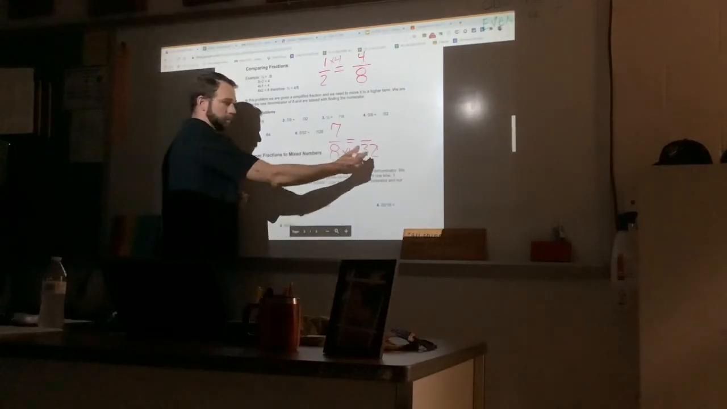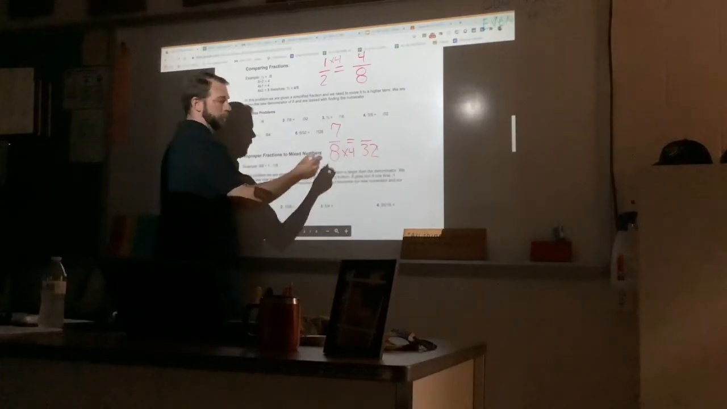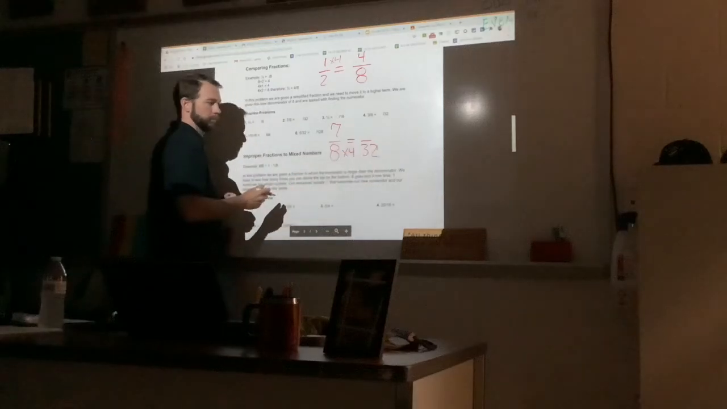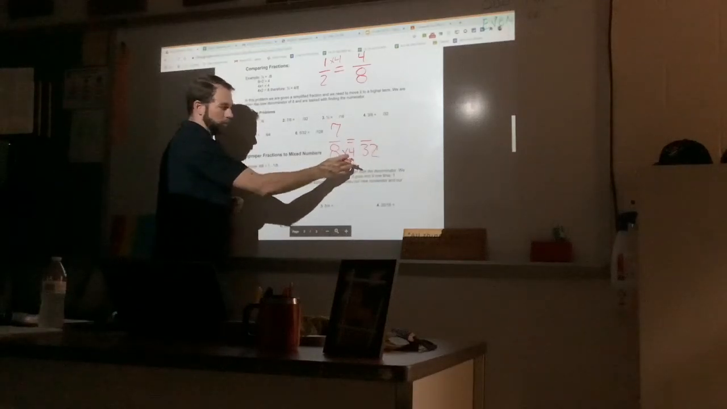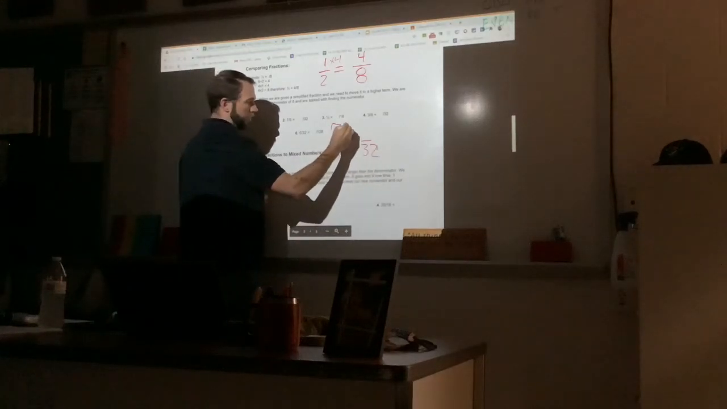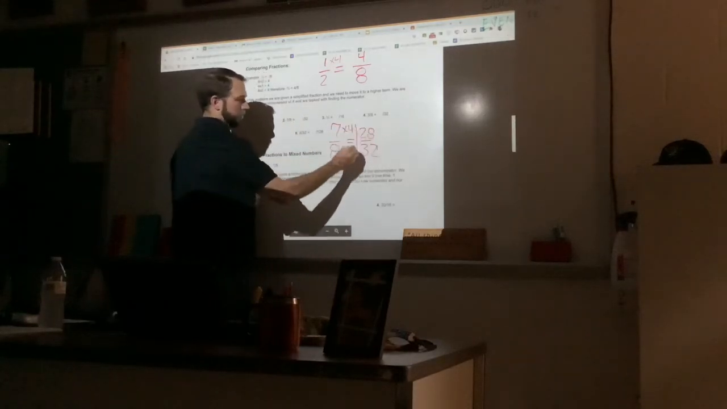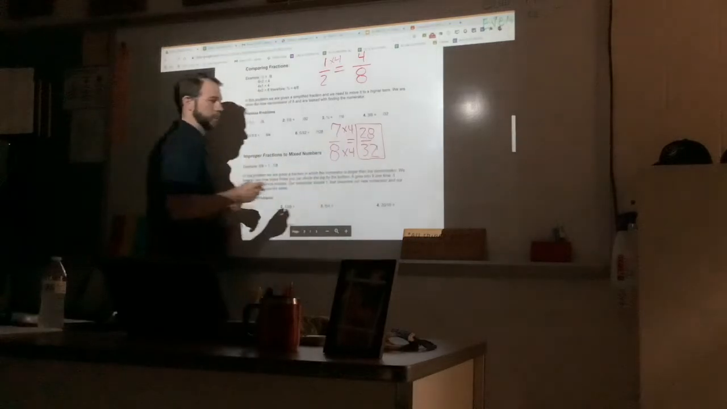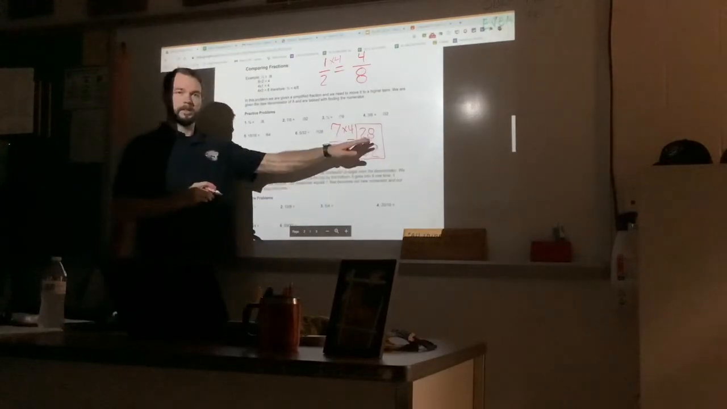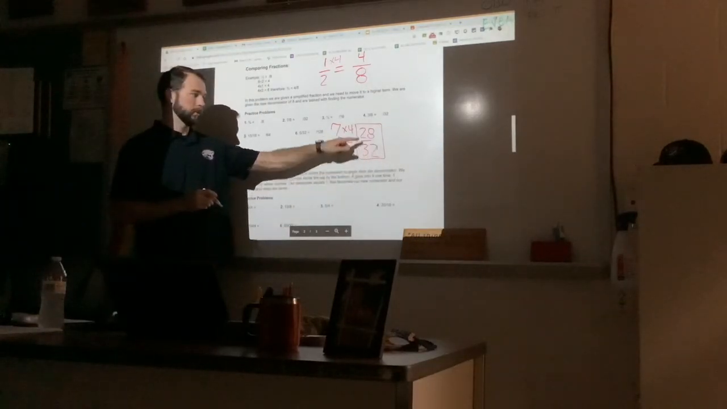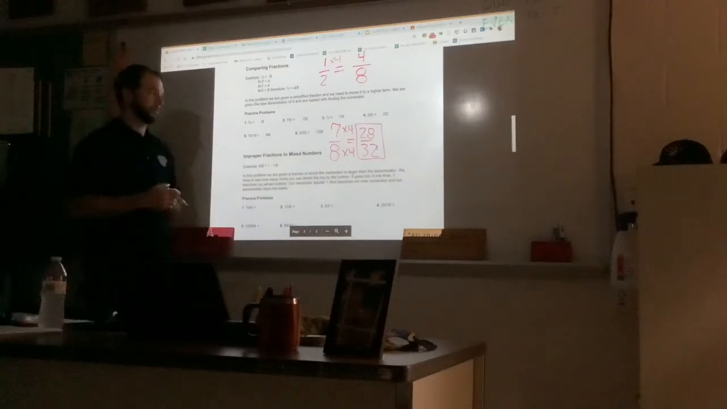So 8 goes into 32 4 times. 8 times 4 equals 32. That's why we use 4. Whatever we do to the bottom, we do to the top, and that gives us 28. So our answer is 28. So now we're in the opposite. We have an unsimplified fraction, so our even number is on top and bottom.